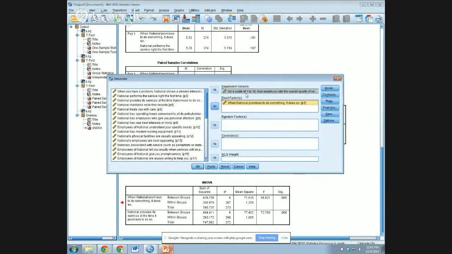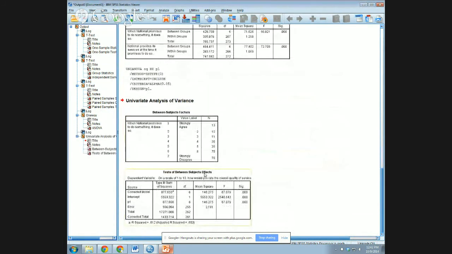So dependent, independent variables, also known as fixed factors, and we'll hit OK. And we'll see a univariate ANOVA.